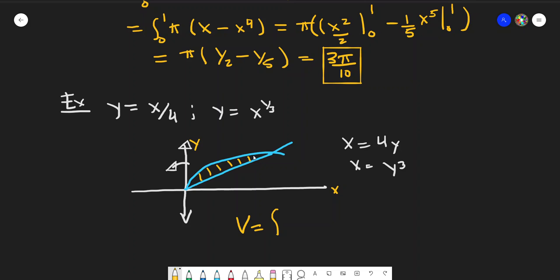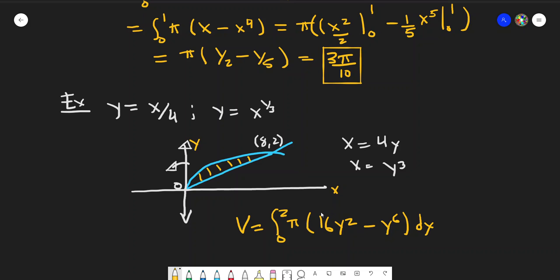When you set these equal to each other, you can figure out where they intersect. In any case, this is the point (8, 2), and this is 0. So we're only integrating from 0 to 2 in actuality. So we have 0 to 2, then we have pi, and that's going to be 16y squared minus y to the 6th, dy.